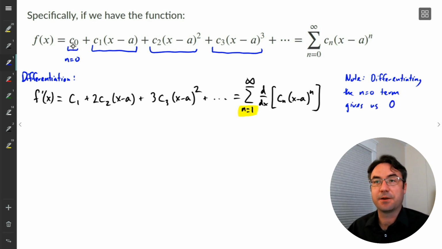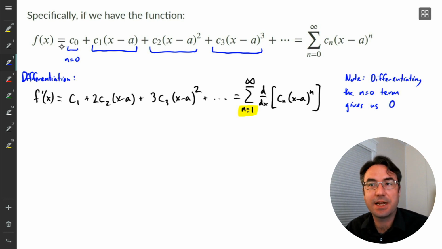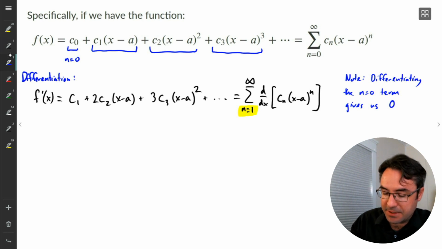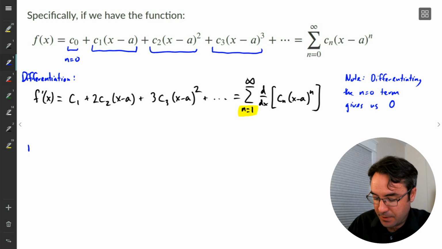And we saw that right here. So the n equals 0 term is just a constant. Differentiate a constant, we get 0. So the starting index may change when we differentiate. All right, so that's differentiation. Let's see what integration looks like, term by term integration.